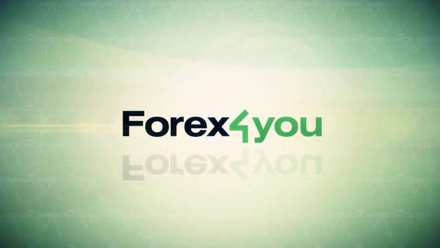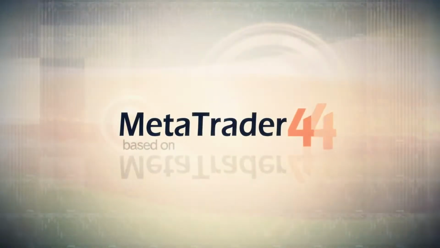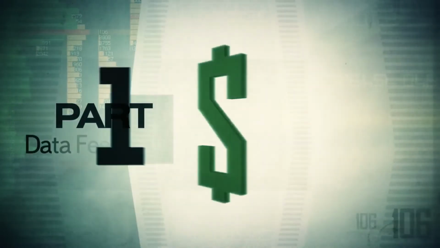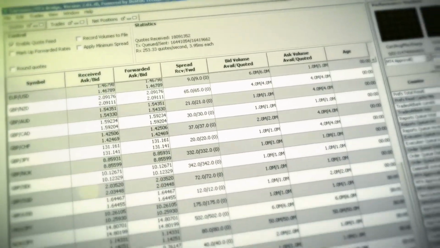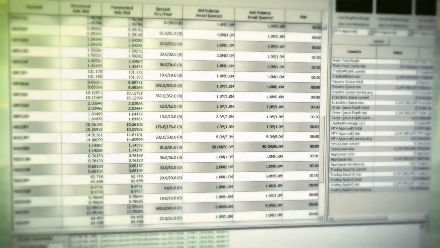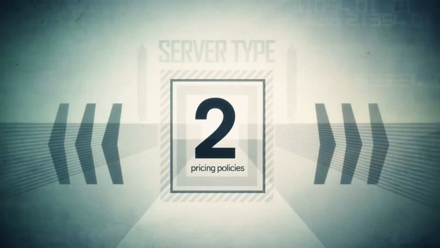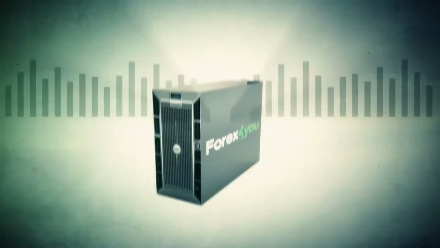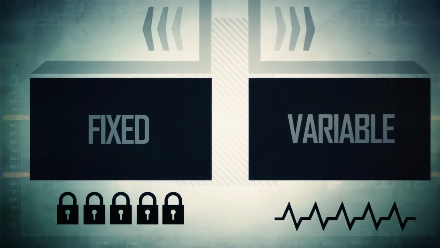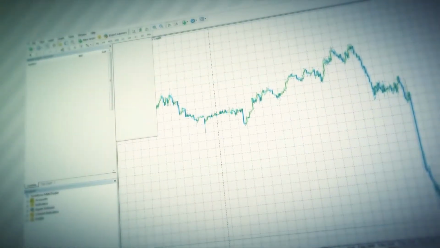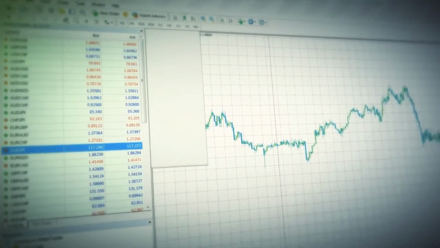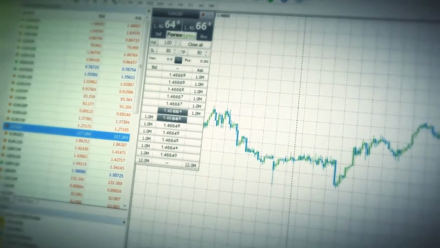We are glad to provide a brief overview of Forex4U's order execution system based on MetaTrader 4. Part 1. Data feeds. Quotes arrive in real time from liquidity providers using specialized software, a bridge. Part 2. Prices. Two pricing policies are used. Depending on the server type, quotes are either rounded to the nearest point, pip, and then a fixed spread is applied, or original quotes from the liquidity providers are used, with variable spread that includes Forex4U's additional spread.